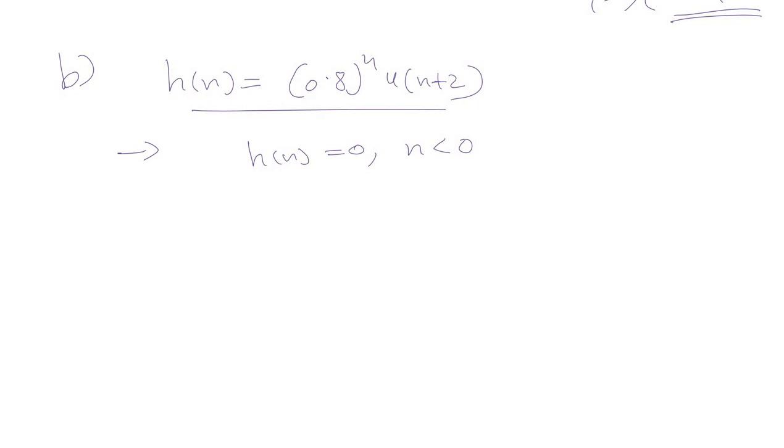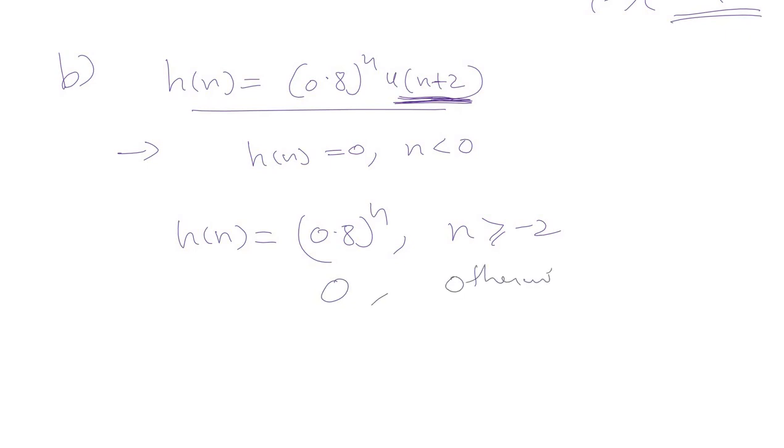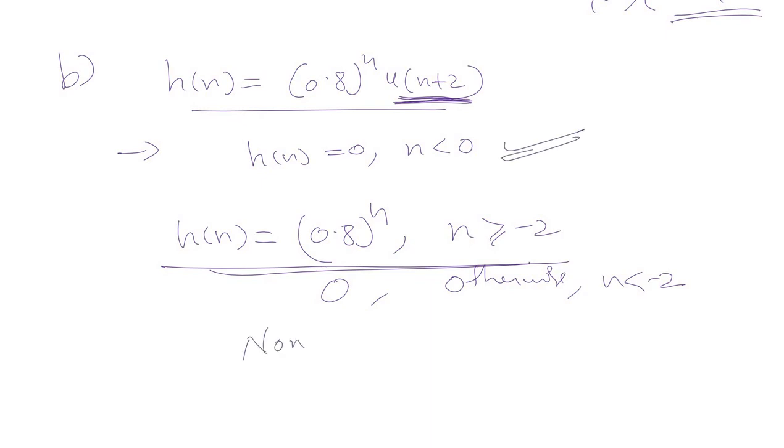So we can say that this h of n is equal to 0.8 raised to power n for n greater than or equal to minus 2. So it is a shifted unit step function. It is multiplied with a shifted unit step function, and it will be 0 otherwise, or we can say for n less than minus 2. Hence, we can say that this is a non-causal system. So this condition gets violated. It's a non-causal system.